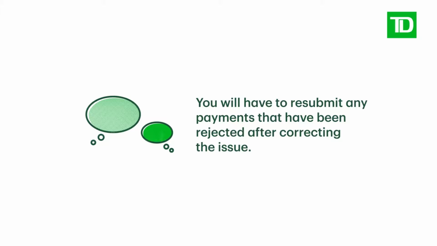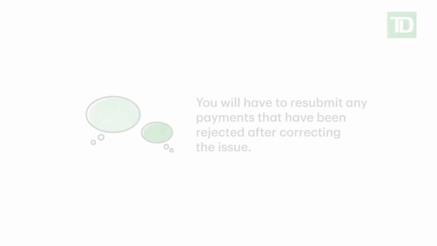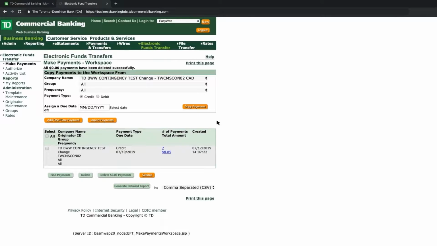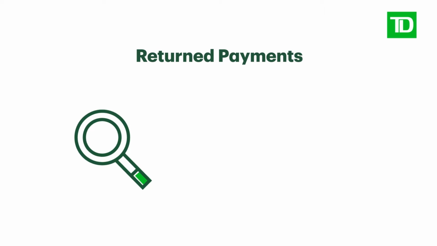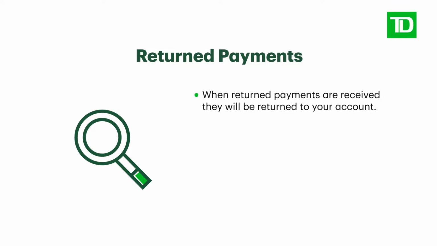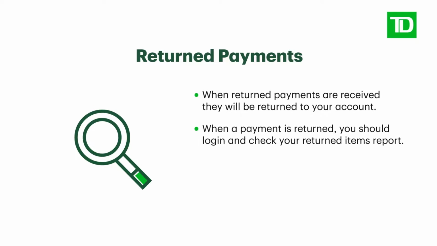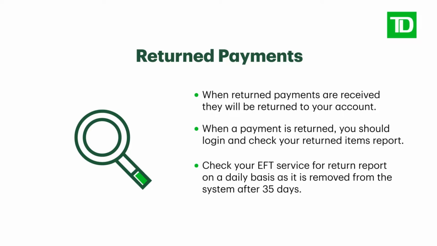On occasion, after your payments are processed by TD and sent to the other bank for processing, they cannot be completed. There can be a number of reasons for this. For example, if you send a debit file and the account does not have sufficient funds to pull from, this will cause the payment to be returned by the other bank. You will receive this returned payment into your account, which should prompt you to log in and check your returned items report. You should make a habit of checking your EFT service for returned items on a daily basis, as the report will be removed from the system after 35 days.